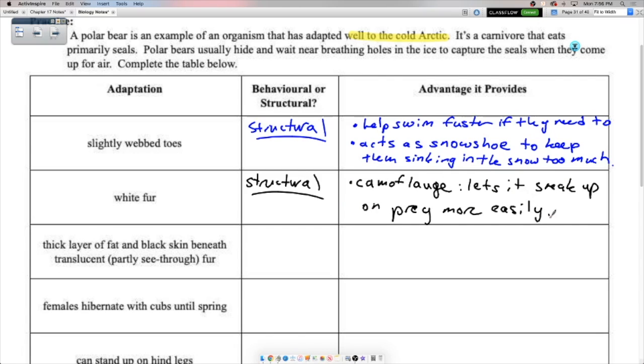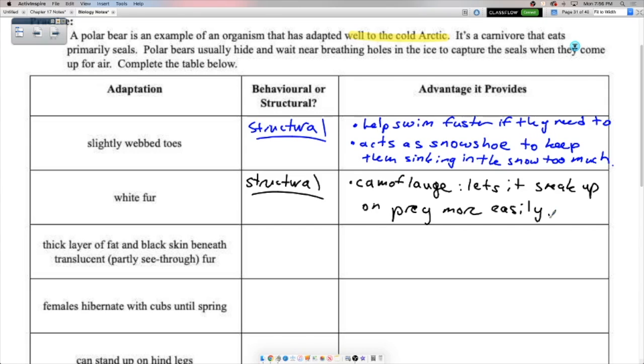Remember, all adaptations serve at least one of those purposes. So in this case, helps it get food. If it can sneak up on prey, that's going to help it get food. Okay, a thick layer of fat and black skin beneath translucent, which just means partly see-through fur. Why would a polar bear want to have a thick layer of fat and dark skin and slightly see-through fur?